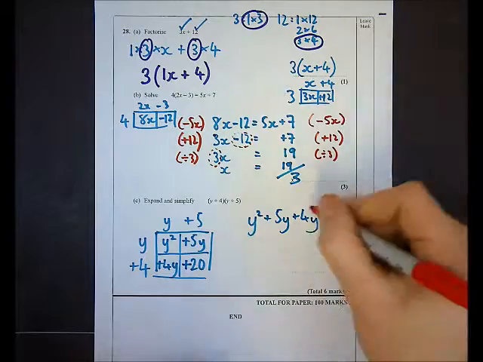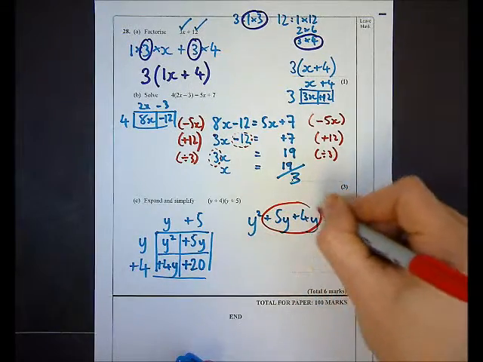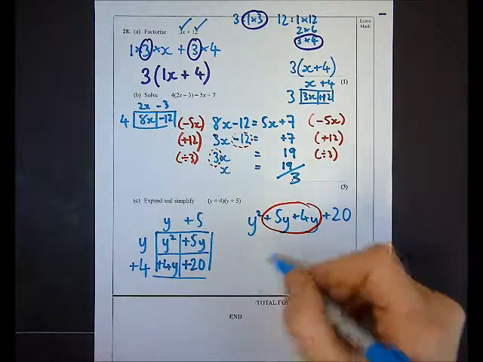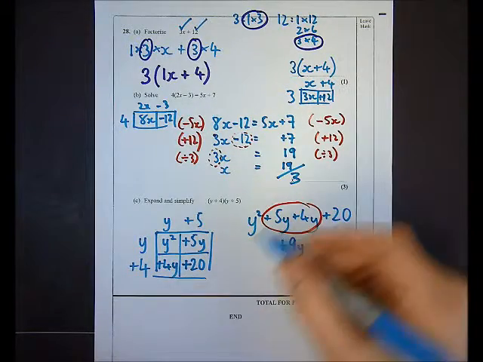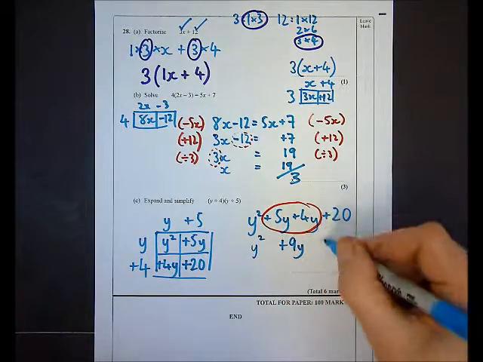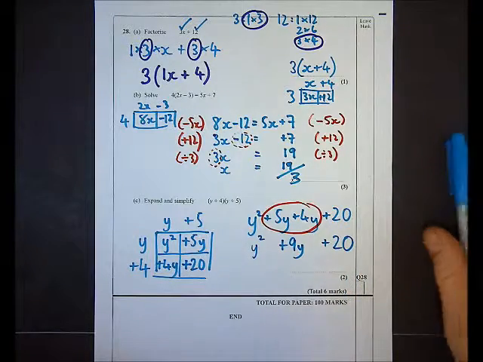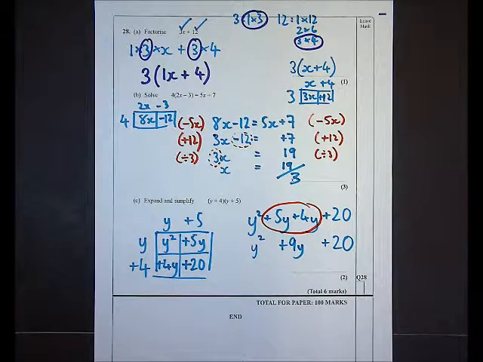Now the two terms in the middle here will simplify. So adding 5y and adding 4y is the same as adding 9y. I've still got y squared, and I've still got add 20. So my final answer is y squared, add 9y, add 20. And that concludes the exam paper.